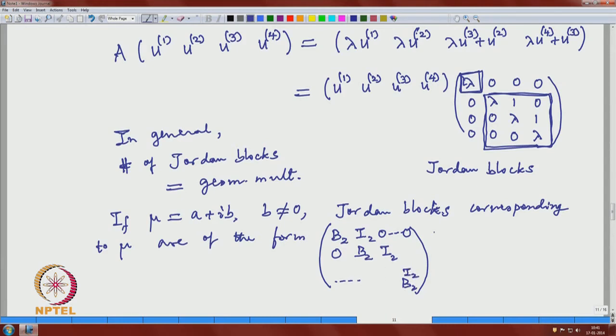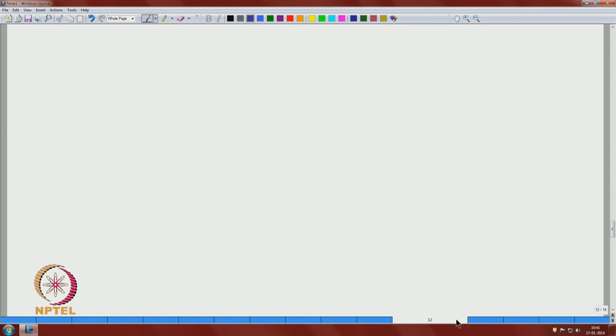So, these are diagonal blocks. B2 is a 2 by 2 matrix, this (a, b; minus b, a), and I2 is just the identity 2 by 2 matrix. So, in the case of real eigenvalues we have just scalars on the diagonal, but in the complex case we have these 2 by 2 blocks. So, this is the only difference. Let me summarize.